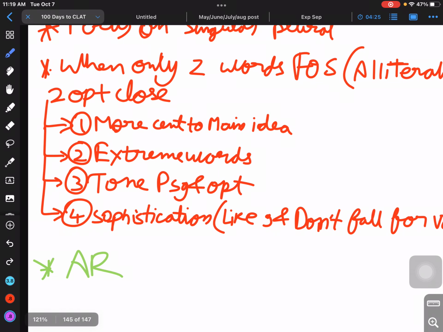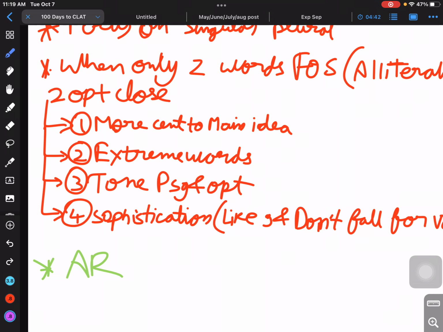Whenever there are two options, what I would do is first see which of them pertains more to the main idea. That is the first thing. The second thing I would see is which of them has extreme words, so that would be eliminated from my side. And which of them pertains more to the tone of the passage.